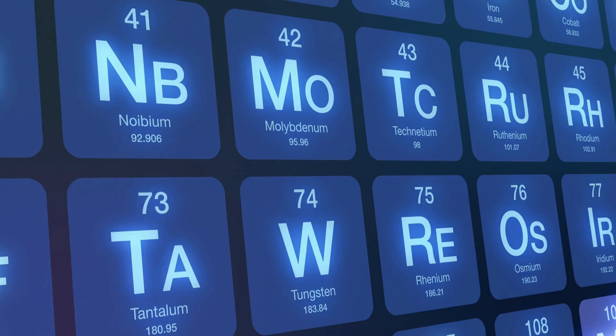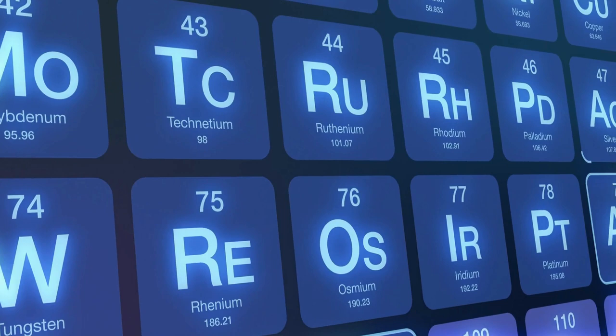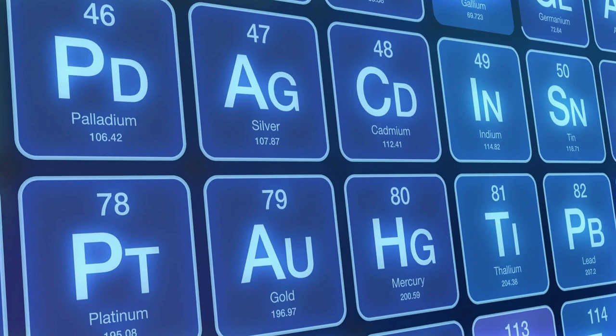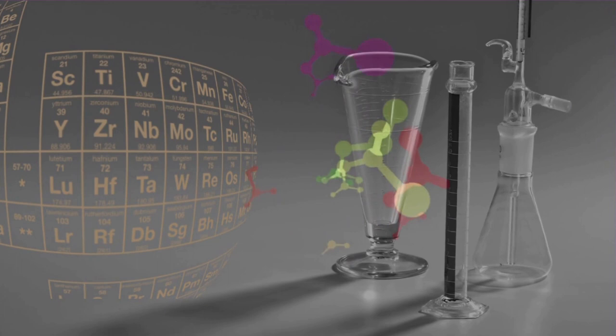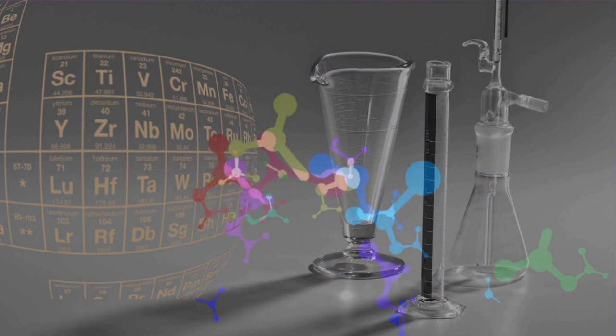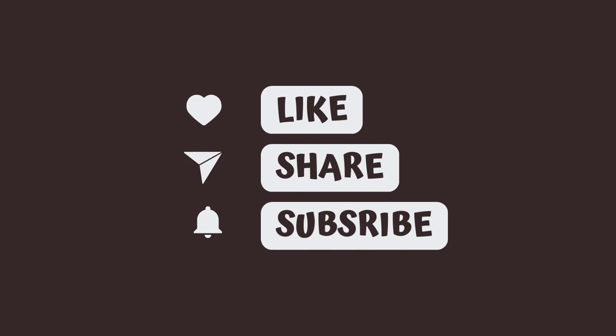As you can see, the periodic table is a result of centuries of scientific discoveries and innovations. It is not just a static chart, but a dynamic and evolving representation of our knowledge of matter and its interactions. It helps us understand how elements are related to each other and how they form different compounds with different properties. It also helps us predict new elements and explore new areas of chemistry. The periodic table is truly a masterpiece of science and a testament to human curiosity and creativity.